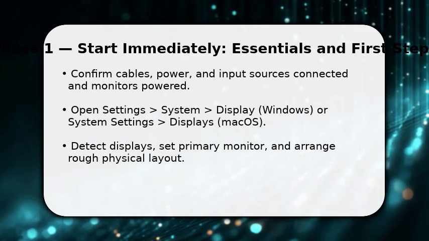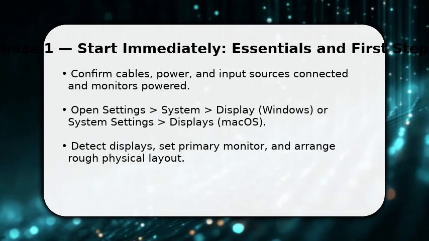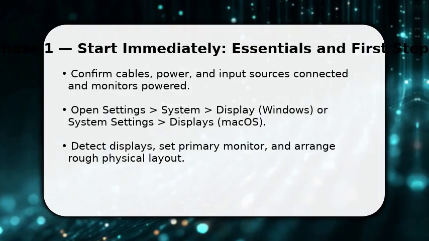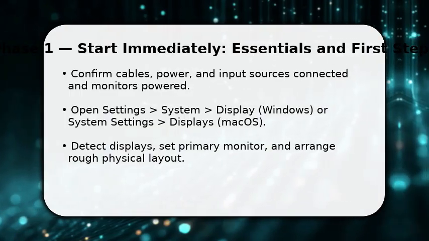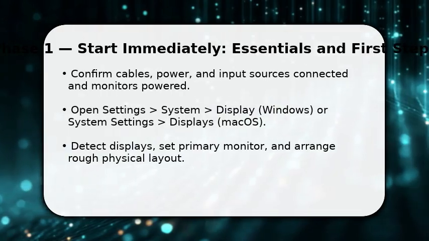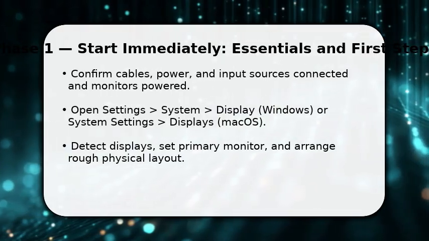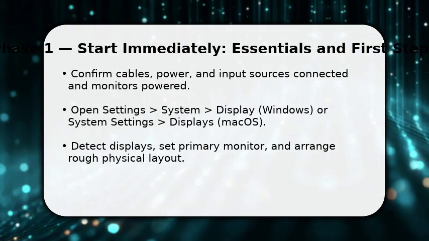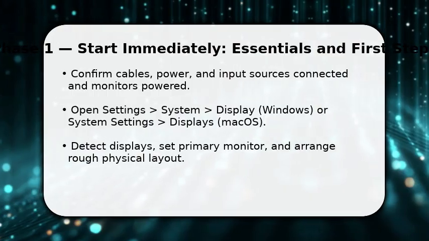Enjoy the video. You're starting with real checks. Confirm cables, power, and that each monitor shows a signal. Now open Display Settings: Windows, Settings, System, Display; macOS, System Settings, Displays. Once the OS lists multiple screens, click Detect if any are missing. Arrange them roughly to match physical positions and pick which display should be primary.